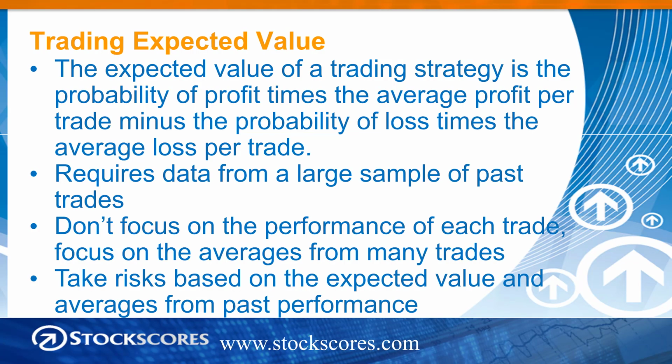The expected value of a trading strategy is the probability of profit multiplied by the average profit per trade, and then we deduct from that the probability of loss times the average loss per trade. So if you have a 70% chance of making $2 and a 30% chance of losing $1, then the expected value is 70 times 20, which is 140, minus 30 times 1, which is 30, for an expected value of 110. And what we want is a number that is positive, and the more positive, the better the strategy.